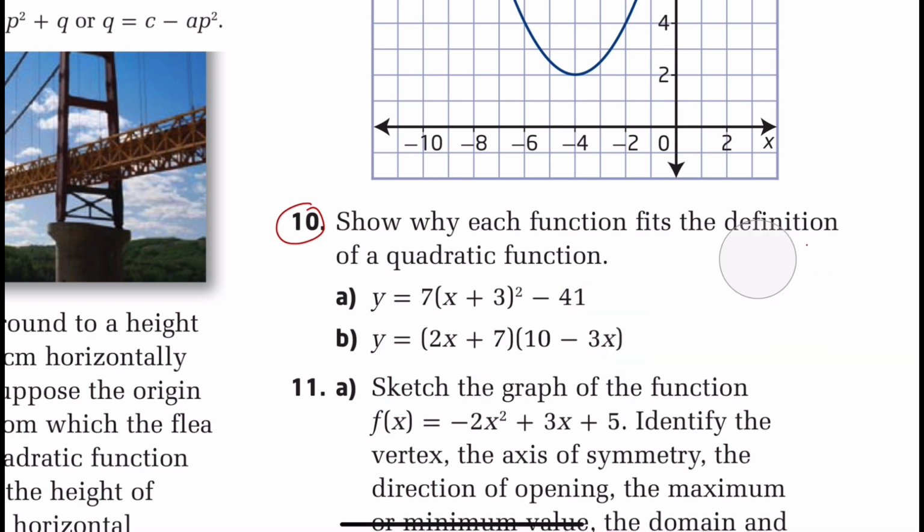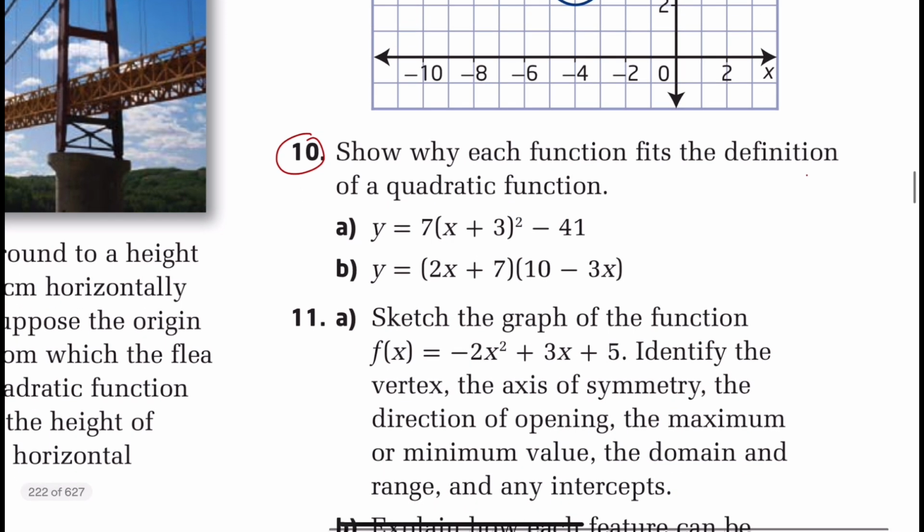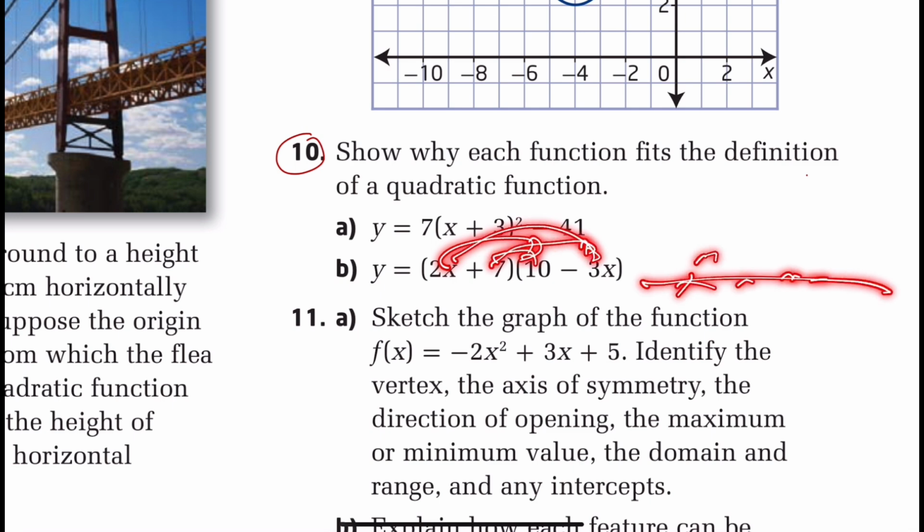Very easy question. Okay. For the other one, you need to expand it, same thing: this times this, this times this, this times this, this times this, and you will get one with x squared. It shows you the parabolic form.